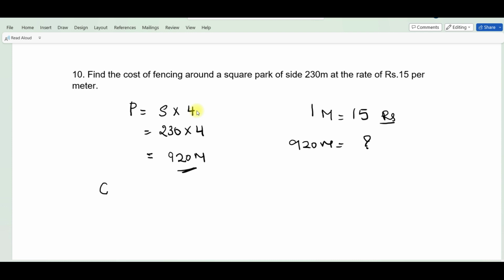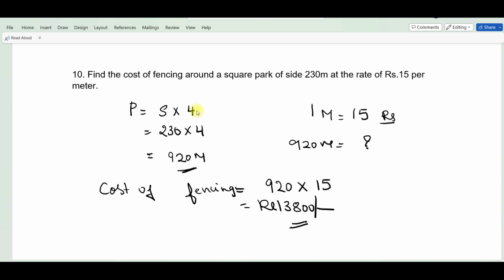So the cost of fencing 920 meters would be 920 into 15. So after doing the calculation of this, I would be getting 13,800. So that is the total cost of fencing for 920 meters. So for 1 meter, if it is 15, for 920 meters, it would be 13,800 rupees. So this is how you can solve the 10th question.